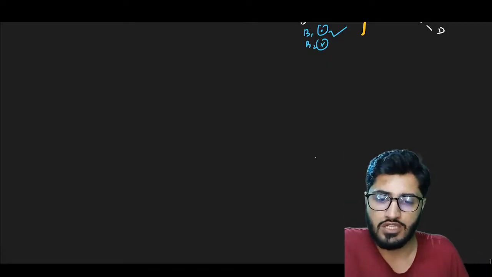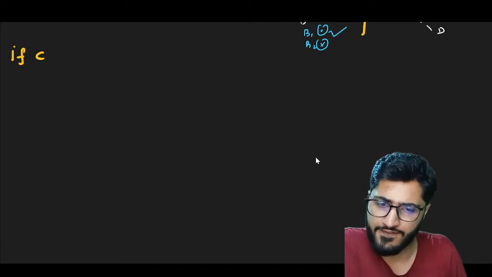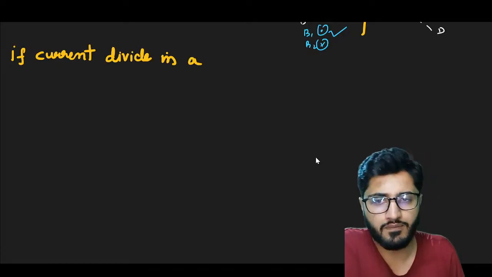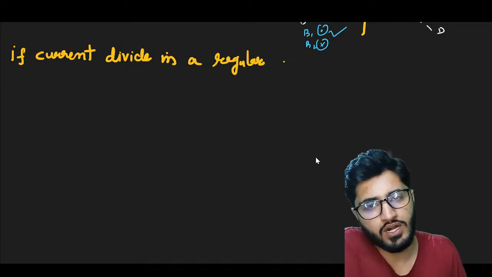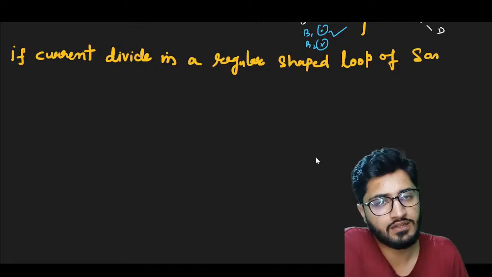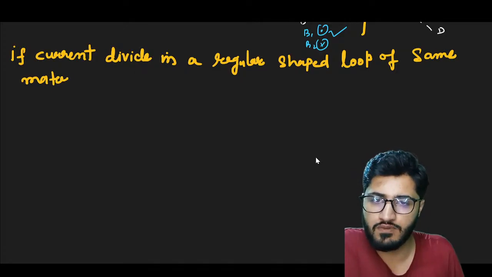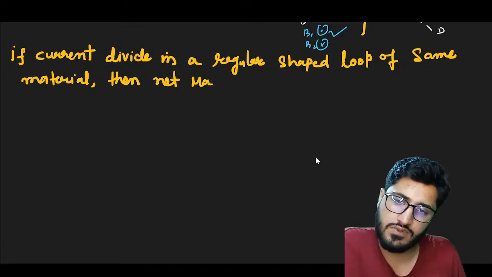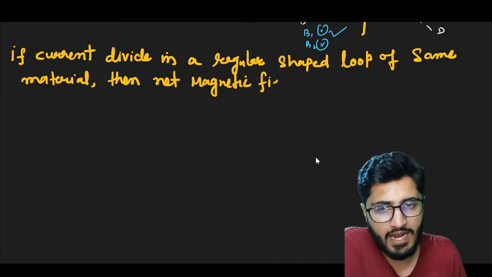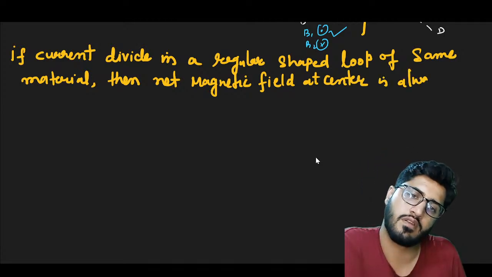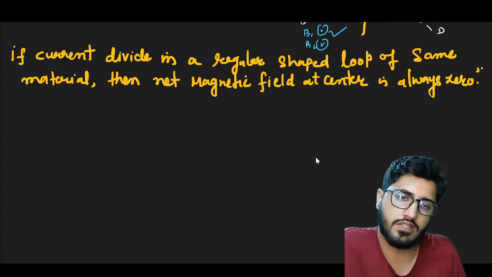Now last topic, then we will end the class. Last topic is, if current divides in a regular shaped loop of the same material, then the net magnetic field at the center is always zero. This statement you need to remember.